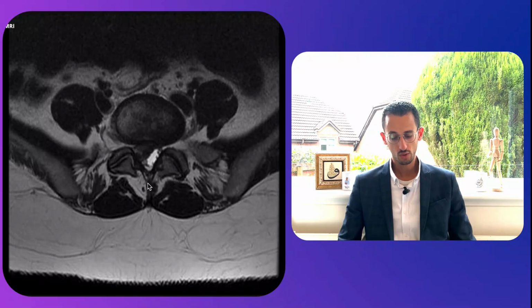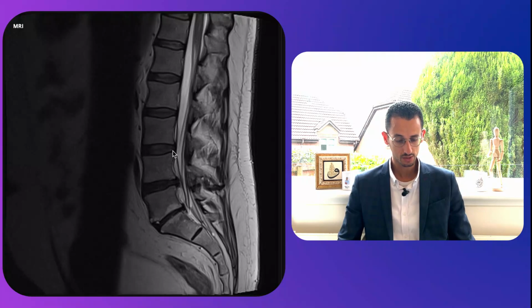Again, don't forget to look at the other things, including the muscles, including the facet joints, including the nerve roots, including the vertebral body, and if there is any other pathology. So that's very obvious disc prolapse. Let's have a look on another patient. This is another sagittal MRI scan.